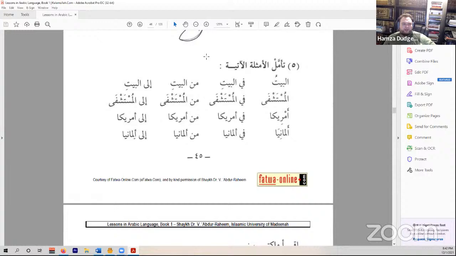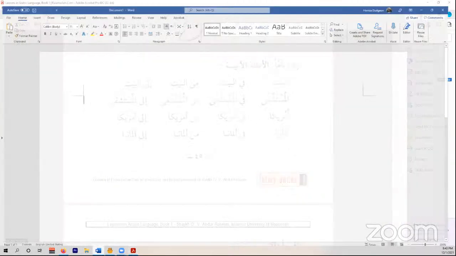تأمل أمثلة الآتية. So ponder upon the following examples. البيت، في البيت، من بيتي إلى البيت. If you look at the word house, البيت, this is what you call marfu'. It ends in a dhamma. When you put a preposition in front of it, what they call a harf in Arabic, like fi or min or ila, meaning in or from or towards, then it ends in a kasra. So fil bayti instead of baytu. Min al bayti ila al bayti. Does that make sense?